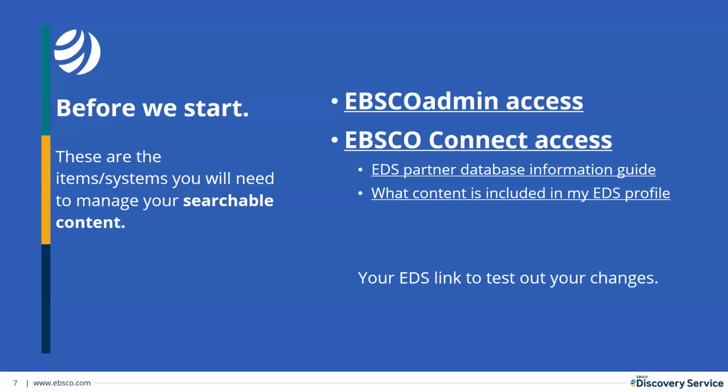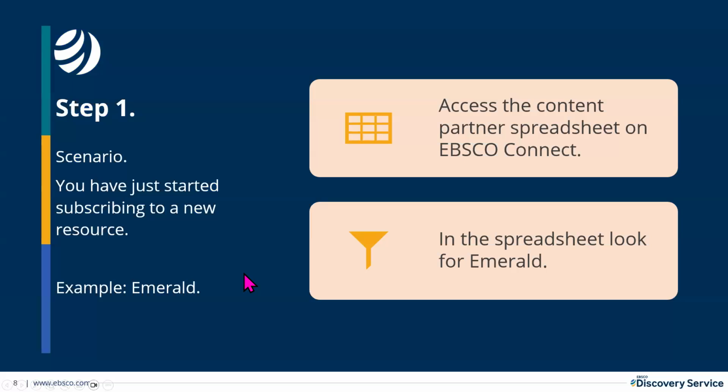Okay, moving on from there, we are now going to head over into the steps that we need to take to update and maintain our content. So a couple of things. We've just started subscribing to a new resource. Now, the resource I'm going to be looking at today is a vendor platform called Emerald. So I have some data sets from Emerald. So what I want to do first of all is just find out, are they a content partner? Do they supply their metadata to EBSCO that I can then enable for my users to search?